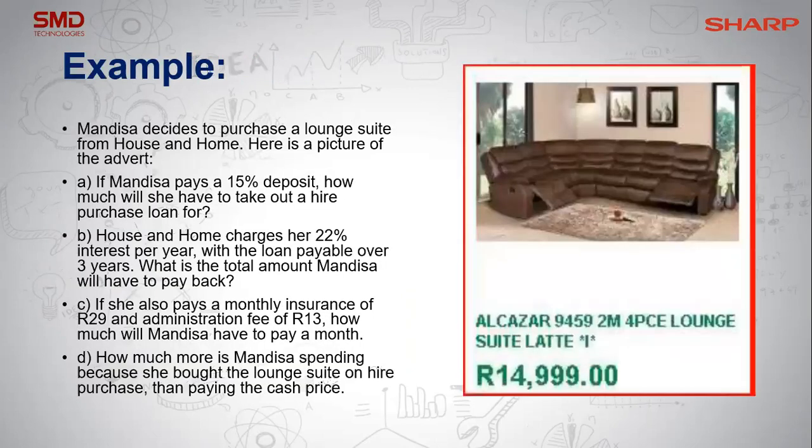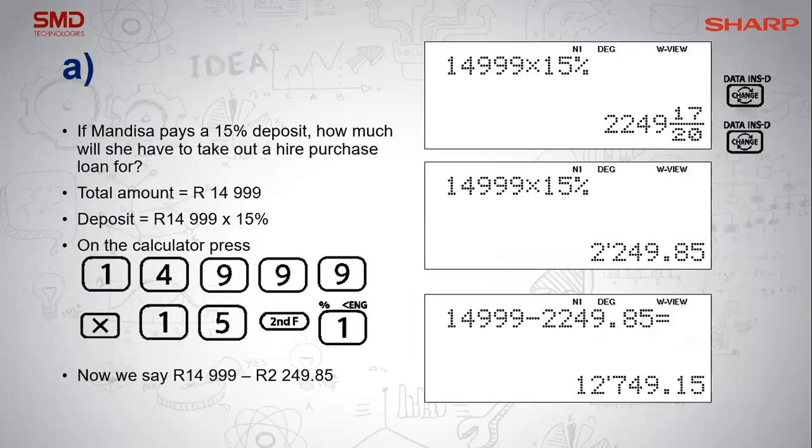Mandisa decides to purchase a lounge suite from House and Home. Here is a picture of the advert. So basically, she's going to buy something for 14,999 Rand. Okay, and then here are all the questions which you will see I've copied across to each side, so don't panic about those.